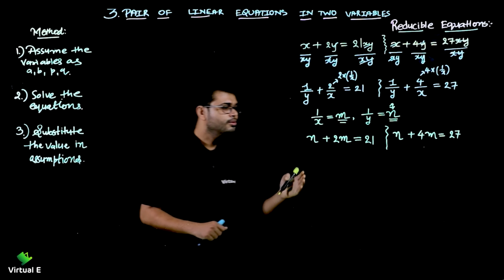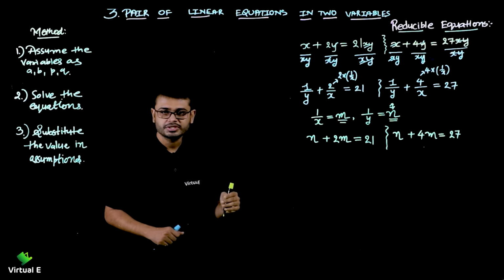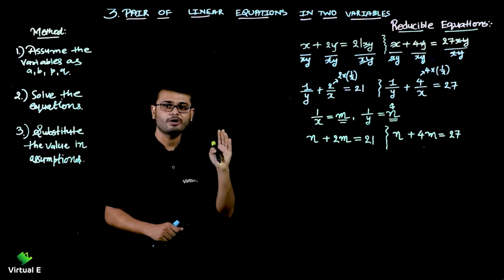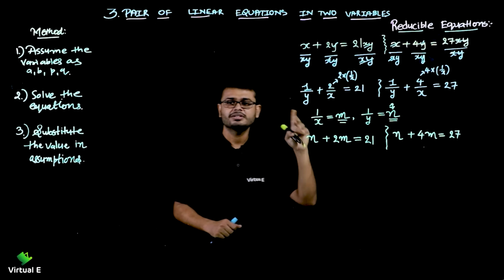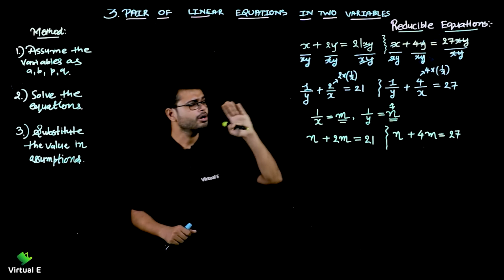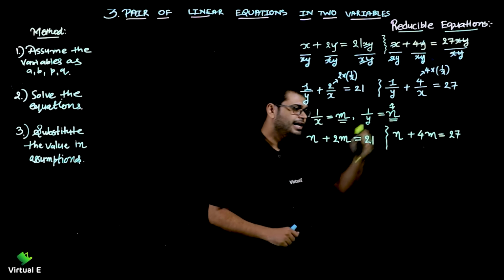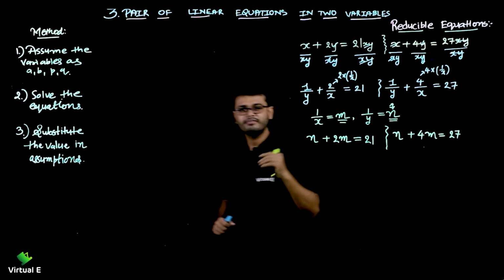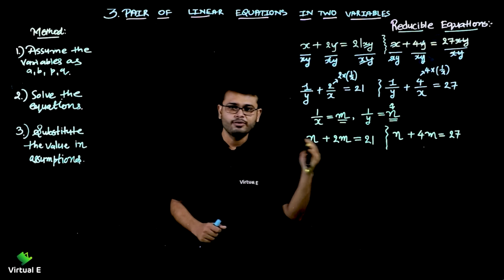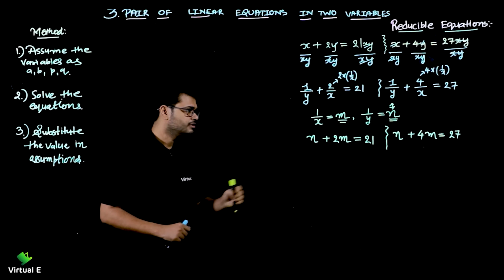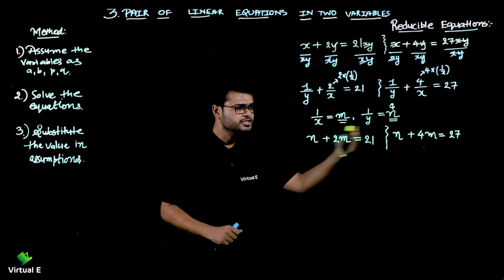So what I need to do, I need to solve these two equations. You can choose again out of 4 any method, graphical, substitution, elimination, or cross multiplication method, and you can get the value of n and m, right? So you get the value, then verify what value I am getting. Okay, so let's solve these two equations.